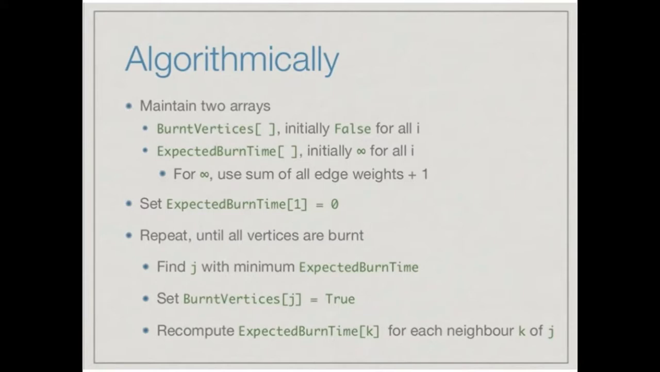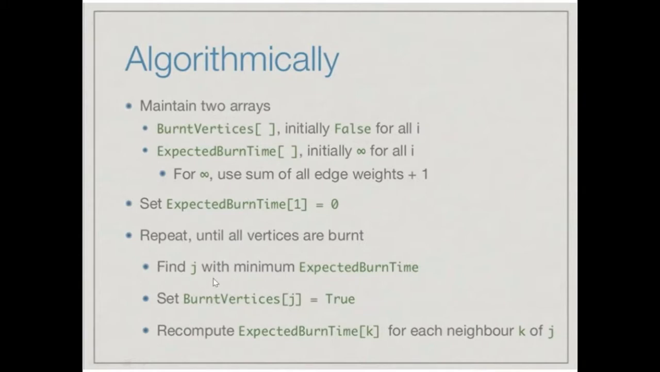Now we will start the loop, and the loop will not stop until all the costs or the burn times are calculated from vertex 1 to all other depots or all other vertices. So we have to find j with the minimum expected burn time. Here it is the edge weight (i, j), where i is the initial node and j is the node for which we are trying to calculate the expected burn time.